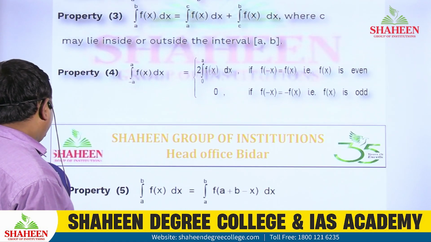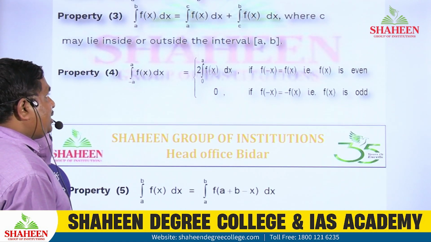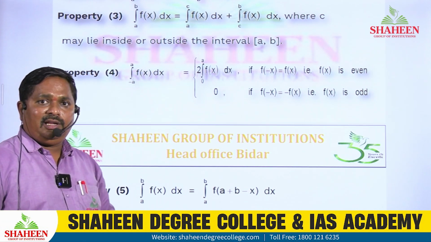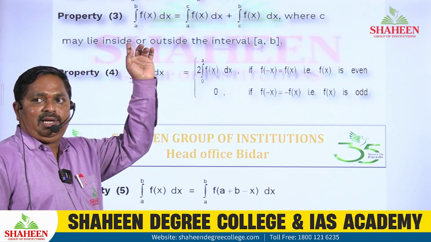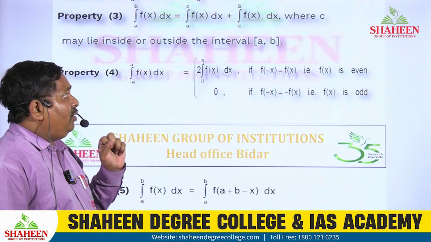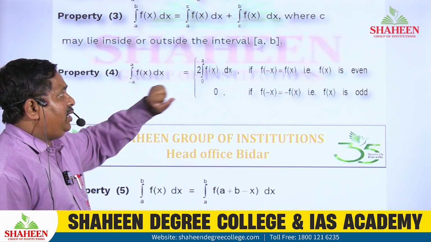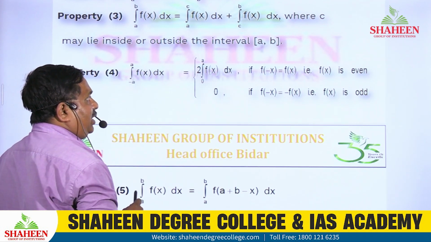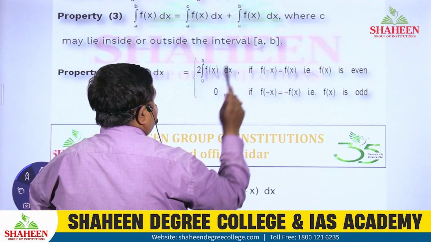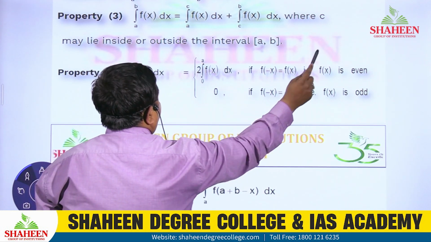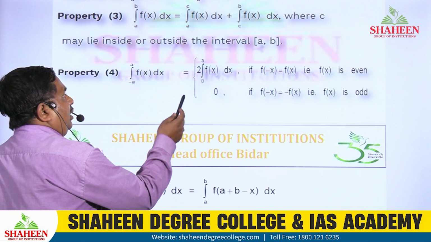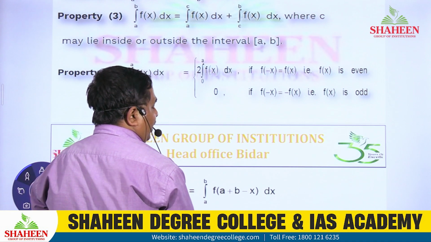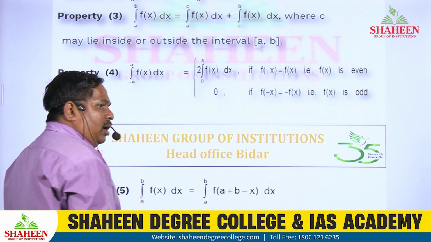Next, property number 4. Property number 4 is integration from minus a to plus a f of x dx. We have two values for this. One is 2 times integration from 0 to a f of x dx, if f of minus x equals plus f of x, or f of x is an even function. And its value is 0 if f of minus x equals minus f of x, and this kind of function is called an odd function.